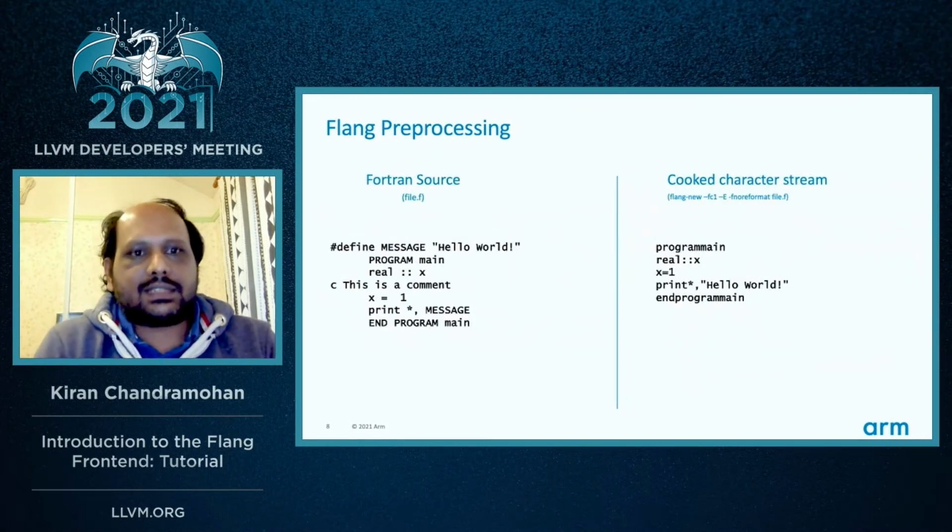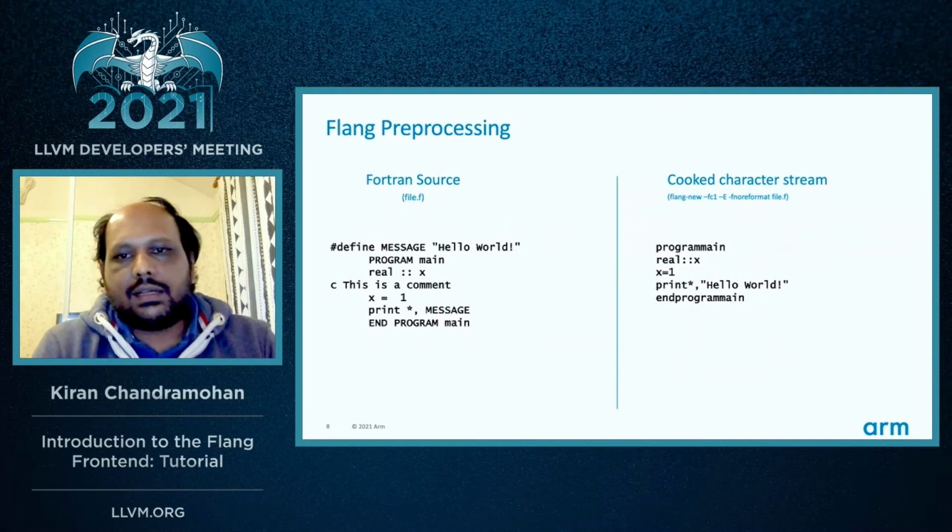So we have the first source and output example here. What we have on the left-hand side is a Fortran source. It's in fixed format. There is a preprocessor define where MESSAGE is defined as hello world. And in this code, we print this message, print star, comma, MESSAGE.